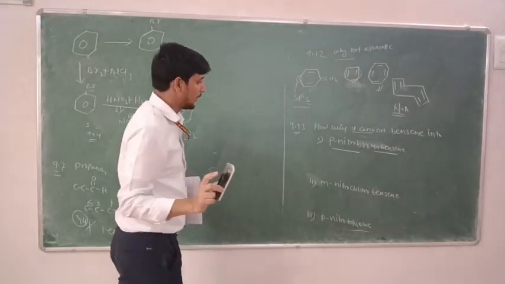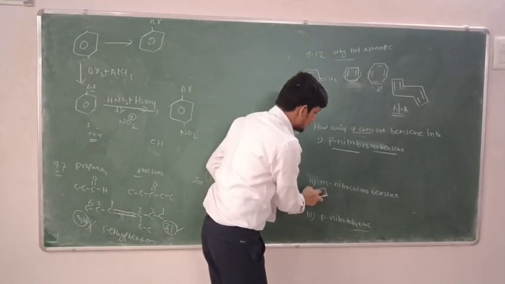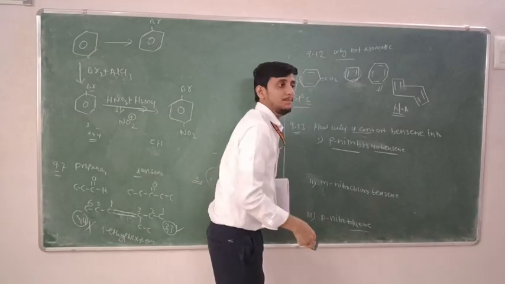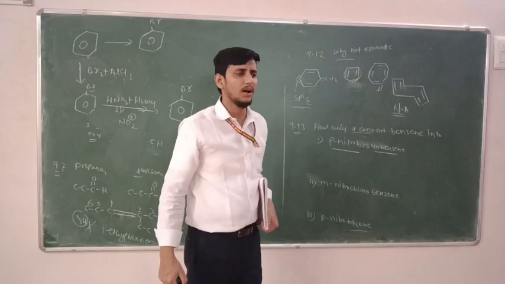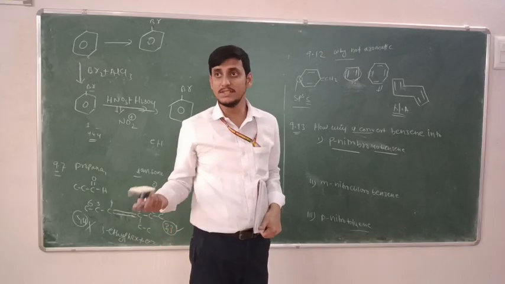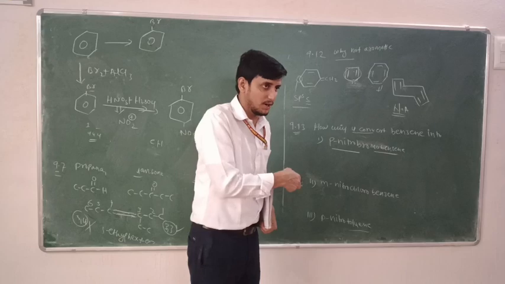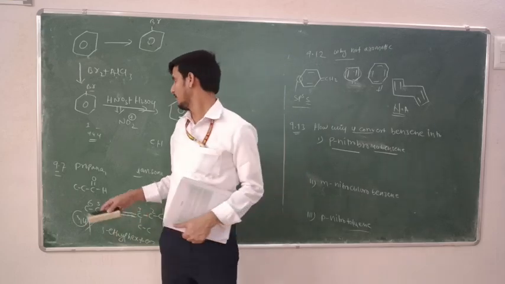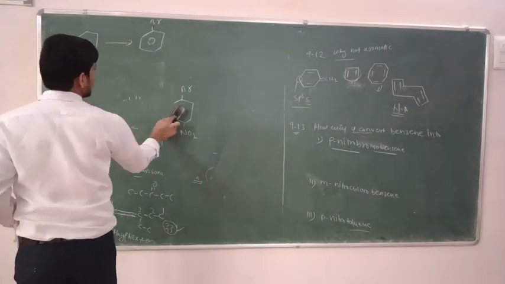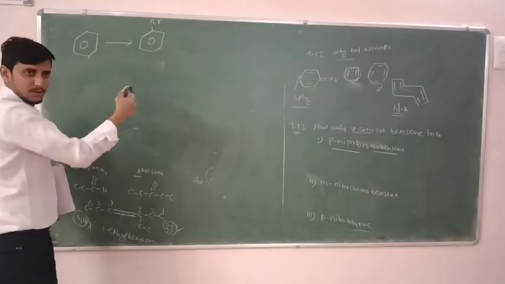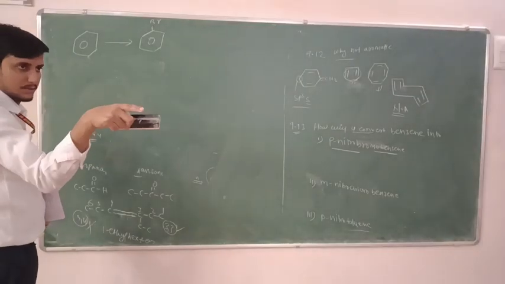nitrochlorobenzene. Nitro meta. Here is a special meta nitrochlorobenzene. Means who is the director here? NO2 right now, a DZ group. Here the director is a DZ group. That's why the meta product is possible, right? Daisy group. This question is correct now.